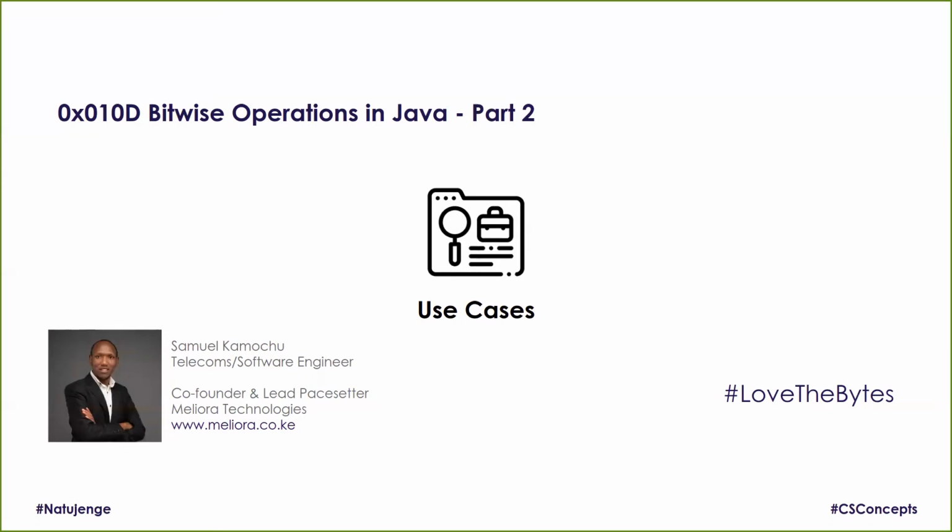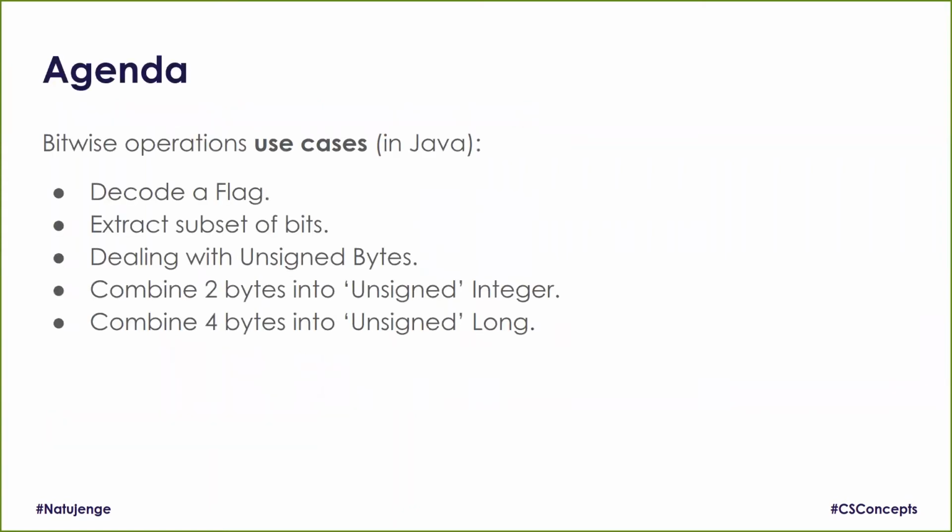My objective in this video is to highlight the use cases of bitwise operations in the life of a software engineer. The agenda is to look at 5 cases. The first one is to decode a flag. When you're dealing with protocols, you'll hear there is a certain flag. Extract a subset of bits. You'll find that in some cases you have a few bits that represent certain data, less than a byte. Dealing with unsigned bytes, we'll also look at how, given 2 bytes, you can get an unsigned integer, or when you're given 4 bytes, you can get an unsigned long.